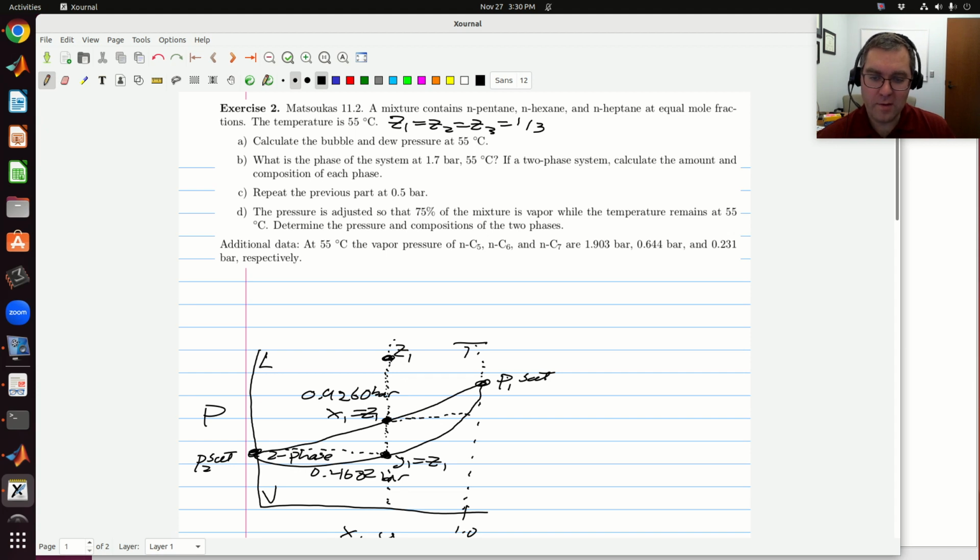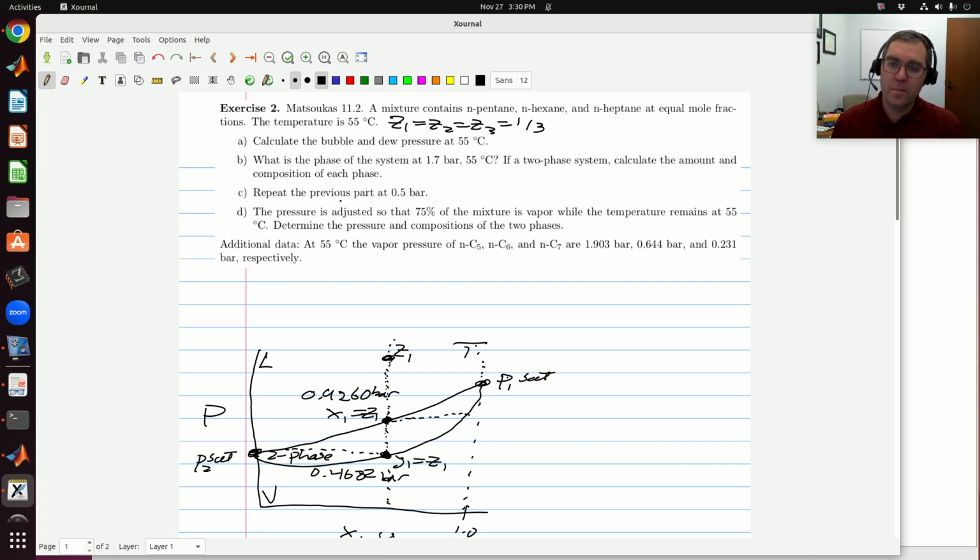And so again, the key is if my pressure is greater than my bubble point pressure, I'm up here in my liquid. If I'm below my bubble or dew point pressure, I'm down here in my vapor. And if I'm in between, I have a two-phase mixture. So in terms of B now, what is the phase of the system at 1.7 bar and 55 degrees C? The key is my pressure is greater than P dew, so I'm going to be a liquid. Now I know my system's going to be a liquid at 1.7 bars.